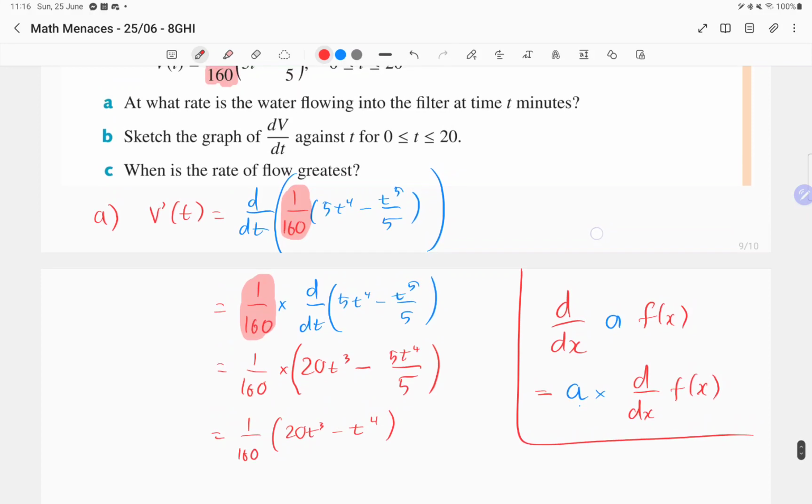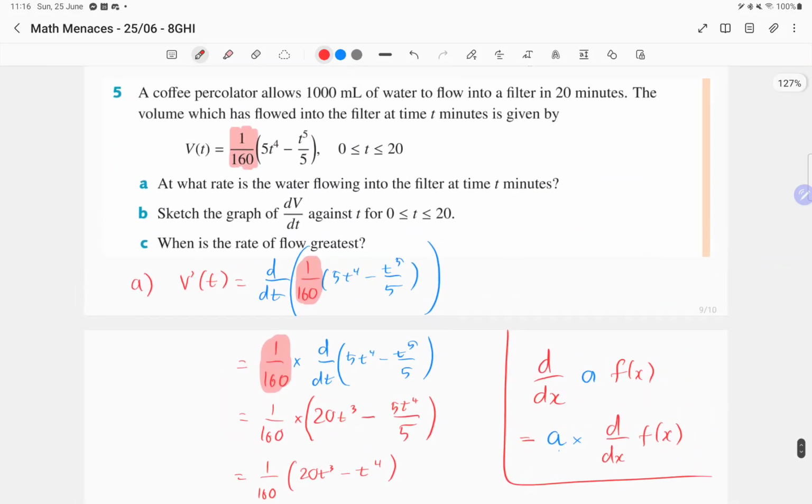Okay, guys. Question 5c, when is the rate of flow greatest? How do we find this? Wasn't it the turning point? Of which graph? V or V dash? V dash. Yes, it is a turning point of V dash, or the highest point of V dash.